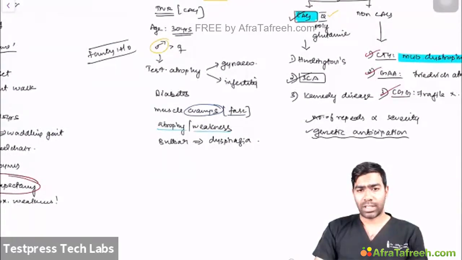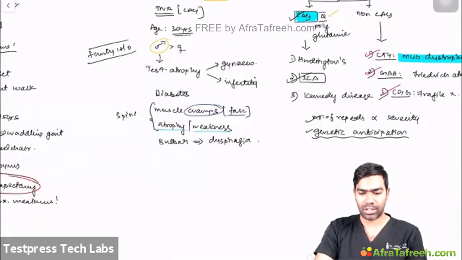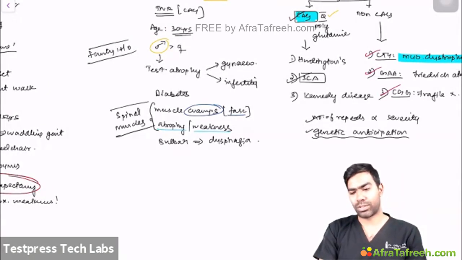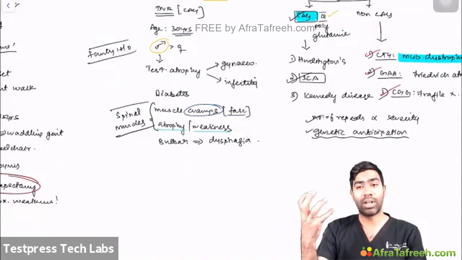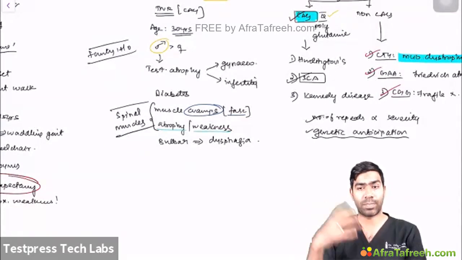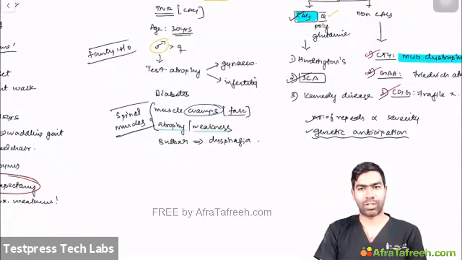And more often, muscle cramps, atrophy, weakness, and fasciculations will be more in the spinal muscles compared to the limb muscles. This is another differential diagnosis. So the spinal involvement will be very severe in Kennedy's disease compared to the limb involvement, whereas myotonic dystrophy will have more limb involvement, not spinal involvement. Spinal muscles will be the most severely affected in Kennedy disease.